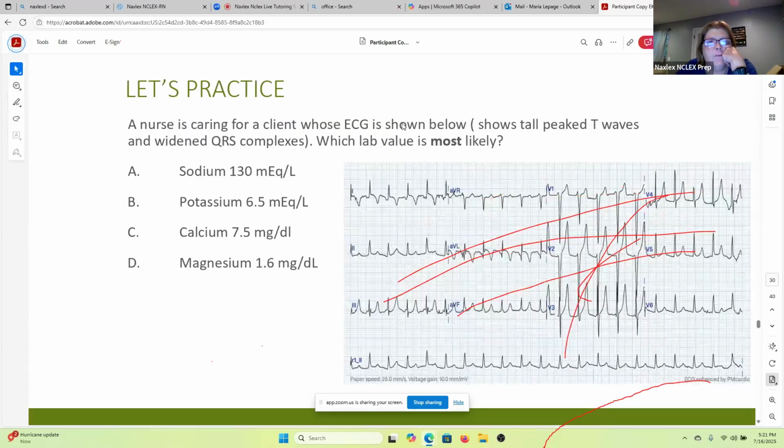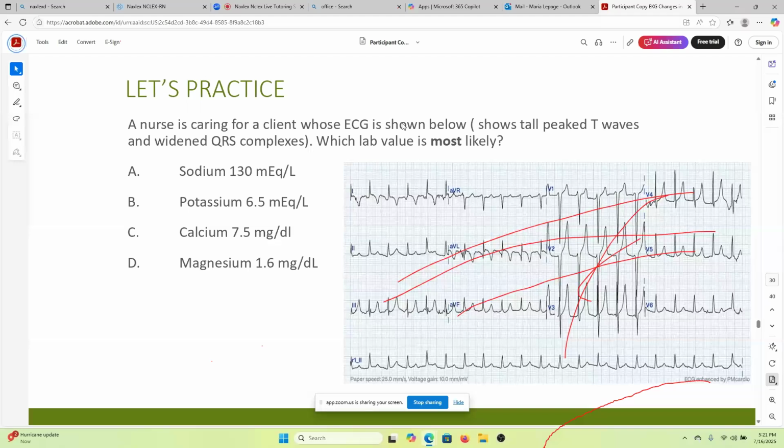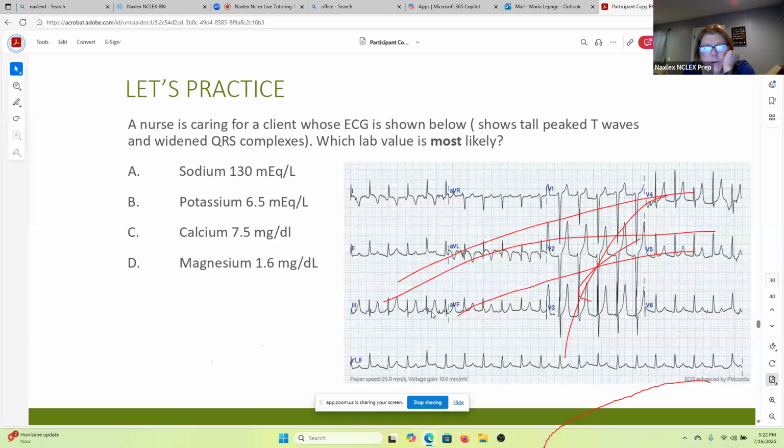A nurse is caring for a client whose EKG is shown before. It shows those tall peaked T waves and widened QRS complexes. Which lab is most likely? Potassium. Yep. B. And you see those peaked T waves in the different leads.